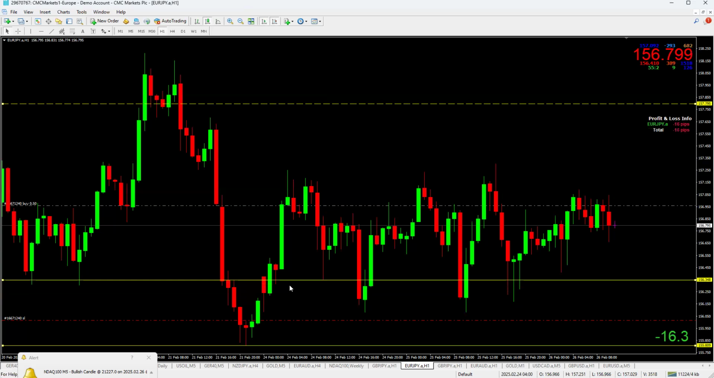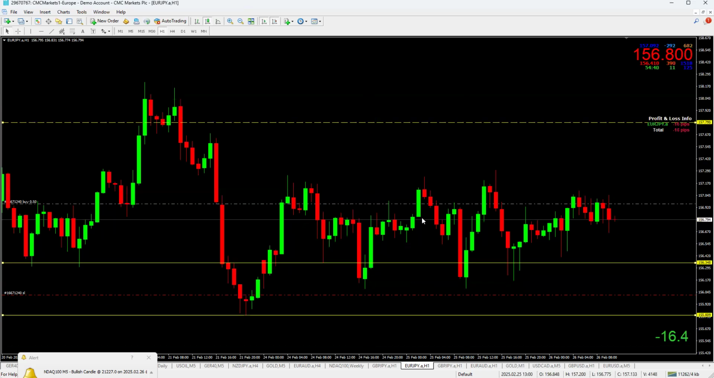So we've created a range there. It went inside the range. When it comes back out, we jump in the trade. Oh no, not this time. I won't jump in this trade because it's too far away from the range.